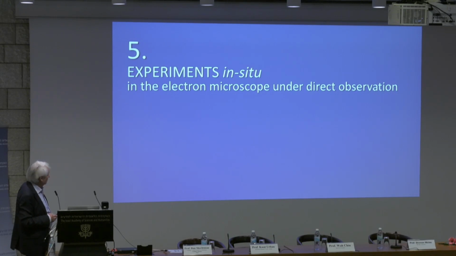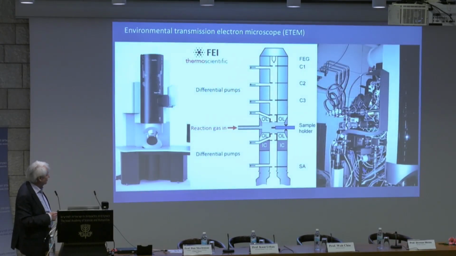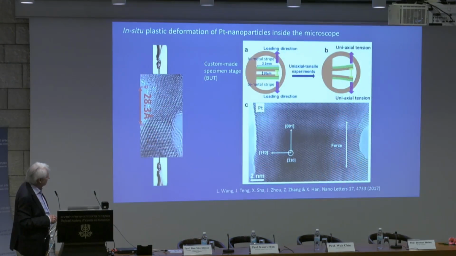Last topic, experiments in situ in the electron microscope under direct observation. For this, we do the environmental transmission electron microscope. We have a sample chamber here, reaction gas comes in, sample holder. We have small apertures here and differential pumping here so that the vacuum here is still 10 to the minus 10. And then we can study reactions here.